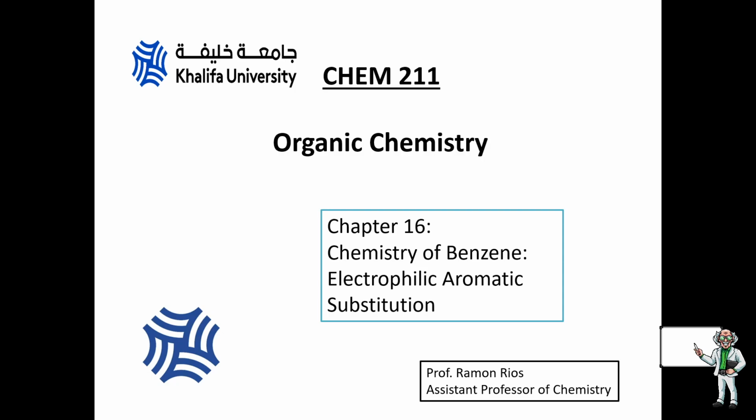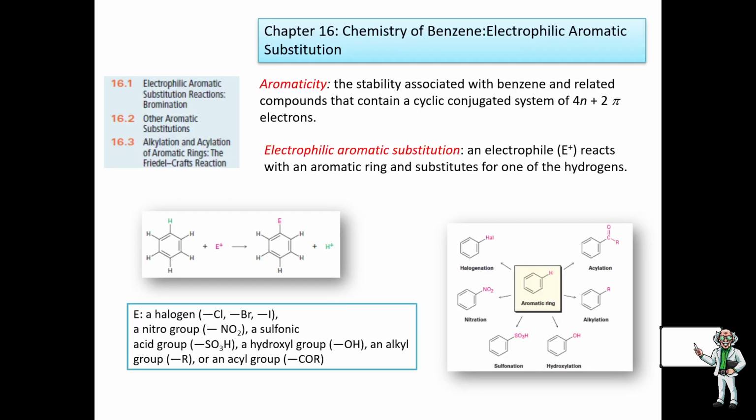Okay, we will talk about the chemistry of benzene, and concretely we will talk about electrophilic aromatic substitution reactions, the bromination. We will talk about other aromatic substitutions like chlorination, nitration, and finally we will talk about the alkylation and acylation of aromatic rings that is called the Friedel-Crafts reaction. Okay, an important concept is the aromaticity.